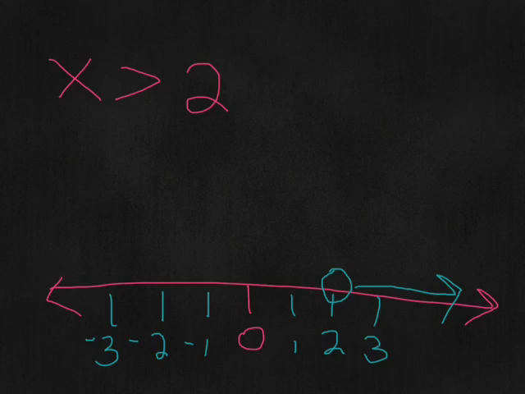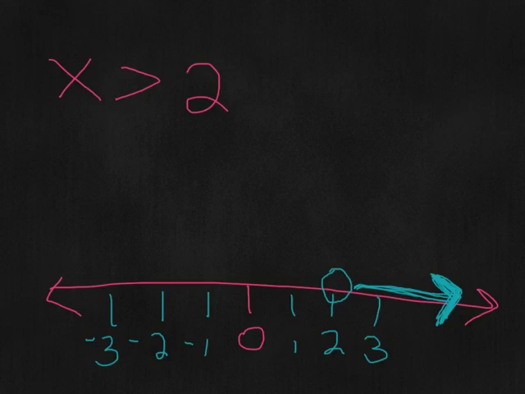Oftentimes students ask me at this point, where do I put the arrow? Where do I stop and start the arrow? It doesn't matter. You can make the arrow part as long or short as you want, because the arrow is simply saying this line continues forever in this direction, showing all numbers greater than 2.